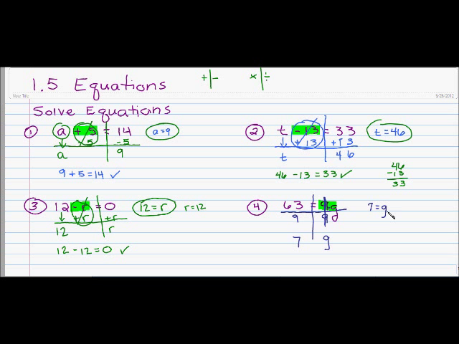Everywhere I see a G, I'm going to put a 7. Let's go back and try that. Back to my original problem. 63, like the hot pink, equals 9 times 7. Well, 9 times 7 equals 63. So it works. Very good.